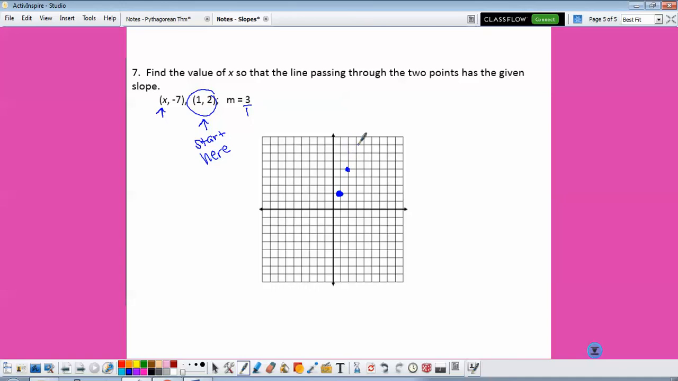Up 3 over 1. Now I want a y value of -7, so I'm going to go back in the other direction. Down 3 and left 1. Down 3 and left 1. I'm going to keep going until I run out of graph paper. So I'm going to go to where the y is -7. 1, 2, 3, 4, 5, 6, 7. And we have this point right here. That x value is -2.